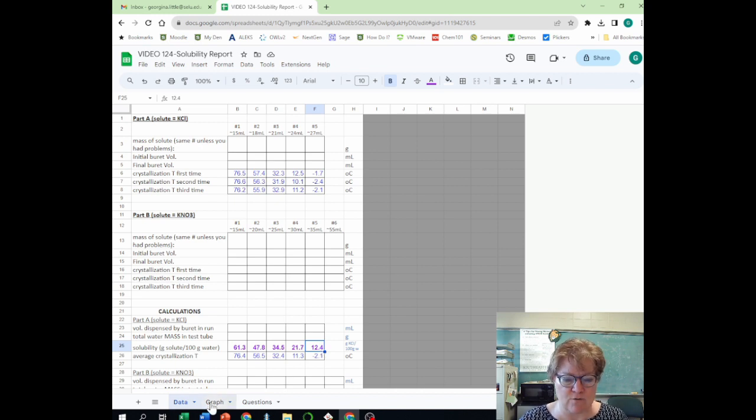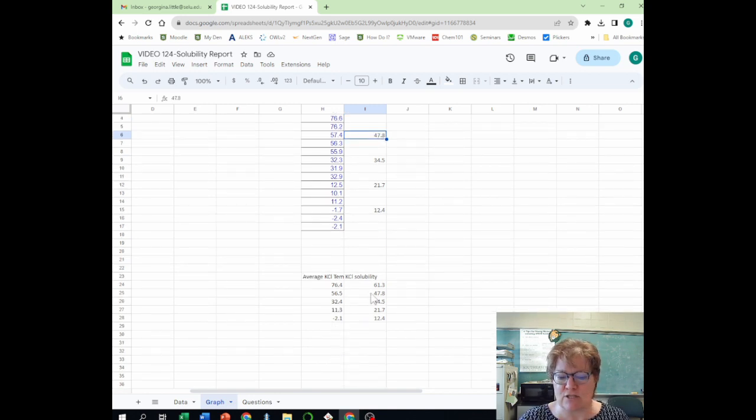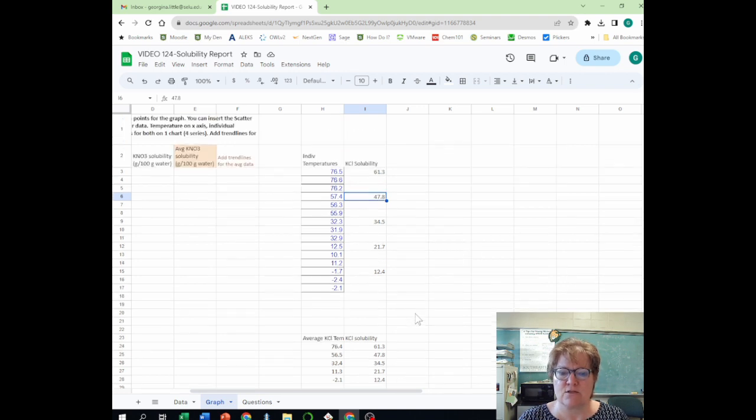So I've copied them over onto my graph, but I didn't put them in the regular area. I put them off to the side here so that I could work with them. I took all my individual temperatures. So these 3 go with 61.3. These 3 go with 47.8. So I got the individuals. And then down here, these are the average temperatures and the solubilities. Since I copied it, I didn't have a formula, so I can just say this goes for all 3 of them. The solution didn't change, I just took 3 readings.